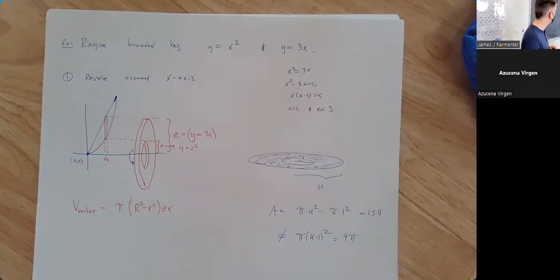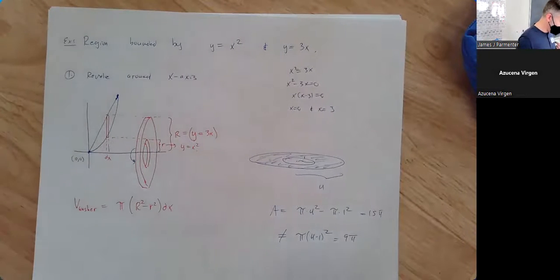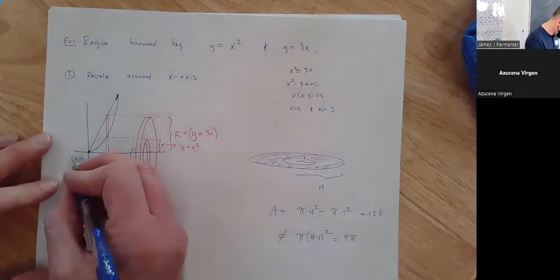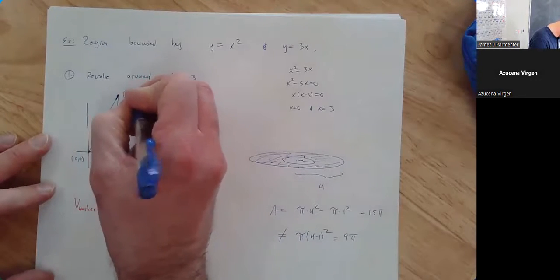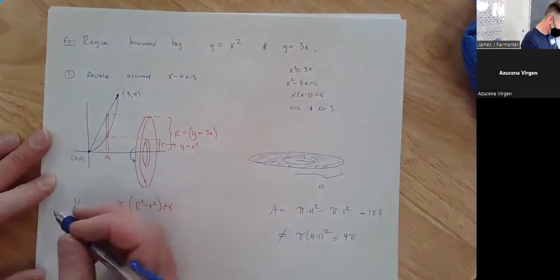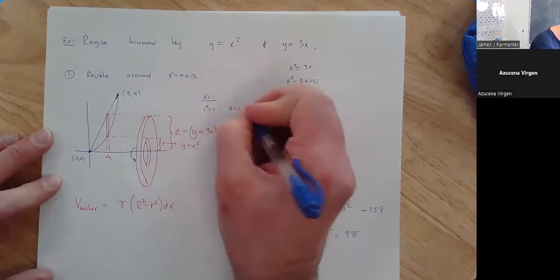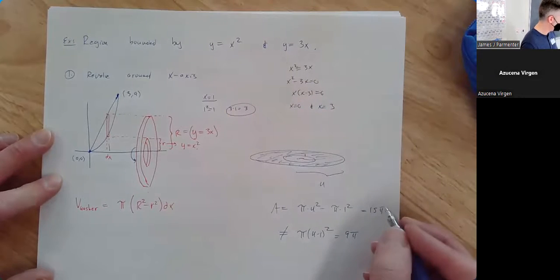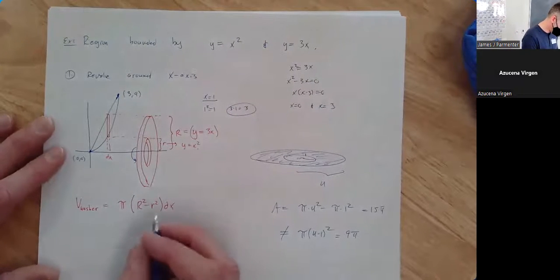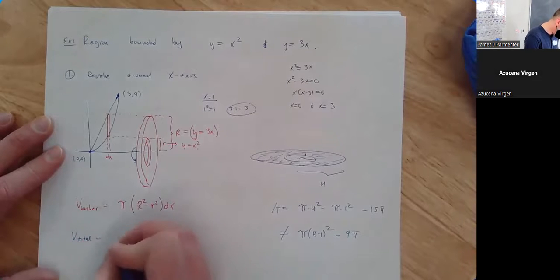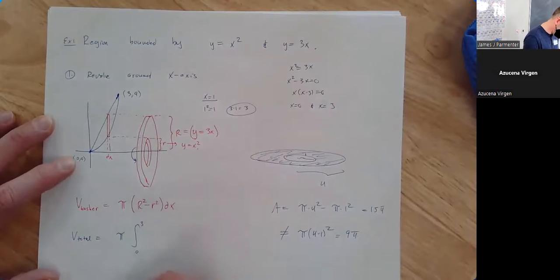If you draw it and you're still not sure which one's bigger or smaller, you just plug in a number. I want to go from bigger to smaller. I know that my endpoints are (0,0) and (3,9), so I could plug in any x value between 0 and 3, like x equal to 1. I see that 1 squared is 1 and 3 times 1 is 3, so the 3x function is the bigger function. So my total volume is going to equal pi times the integral from x equals 0 to x equals 3 of my big radius, which was 3x, squared, minus my little radius, which was x squared.